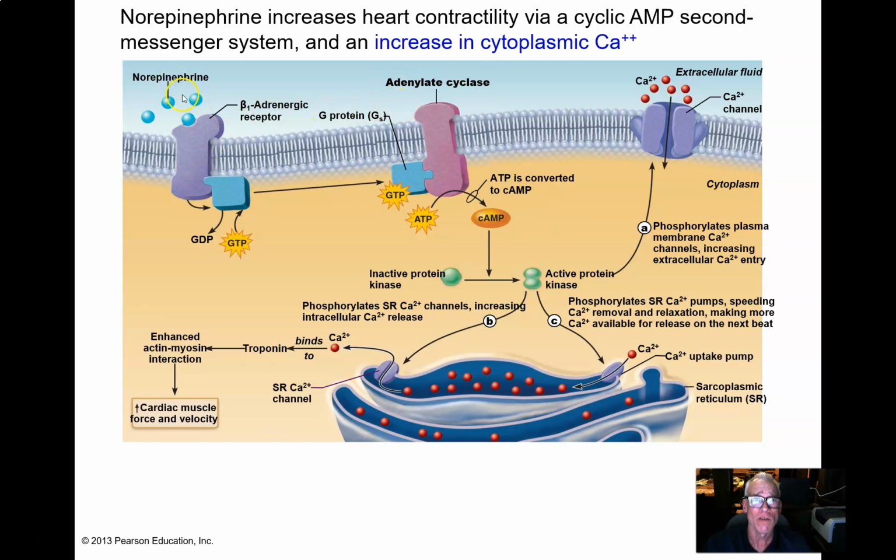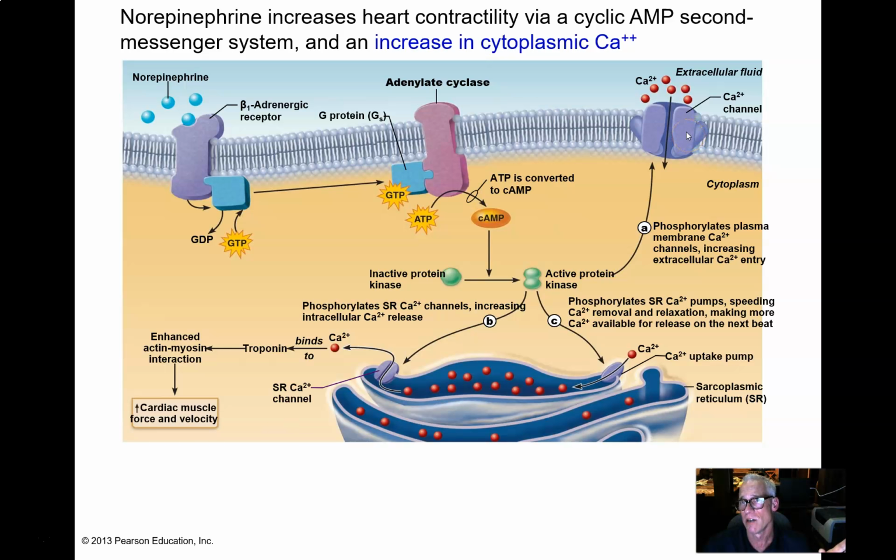Anyway, these catecholamines bind to their beta-1 adrenergic receptor, activate a G protein, which turns on adenylate cyclase, which raises the level of cyclic AMP in the cytoplasm. That activates a kinase, which will alter the function of primary active transporters that will pump more calcium into the sarcoplasmic reticulum, but also will open up more channels during action potentials on the surface of the cell.